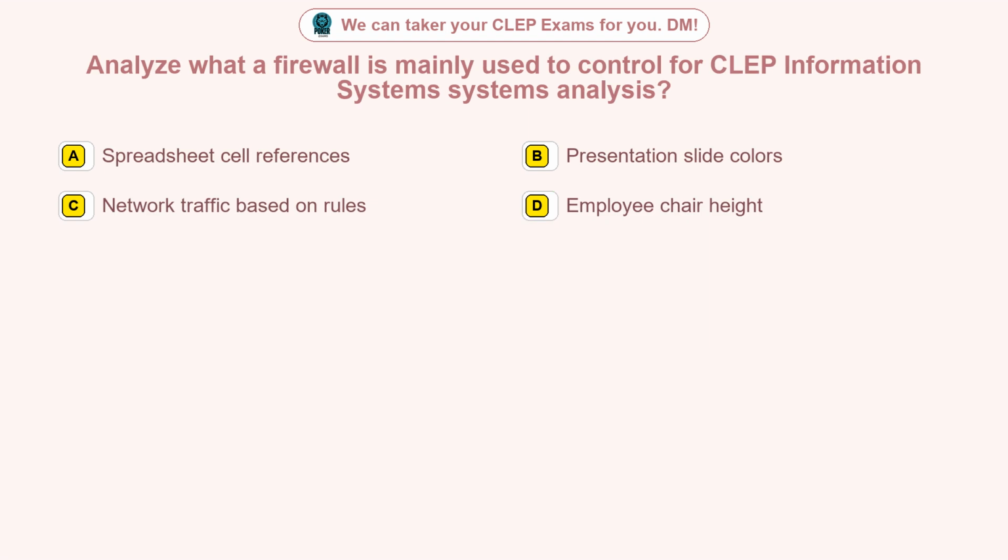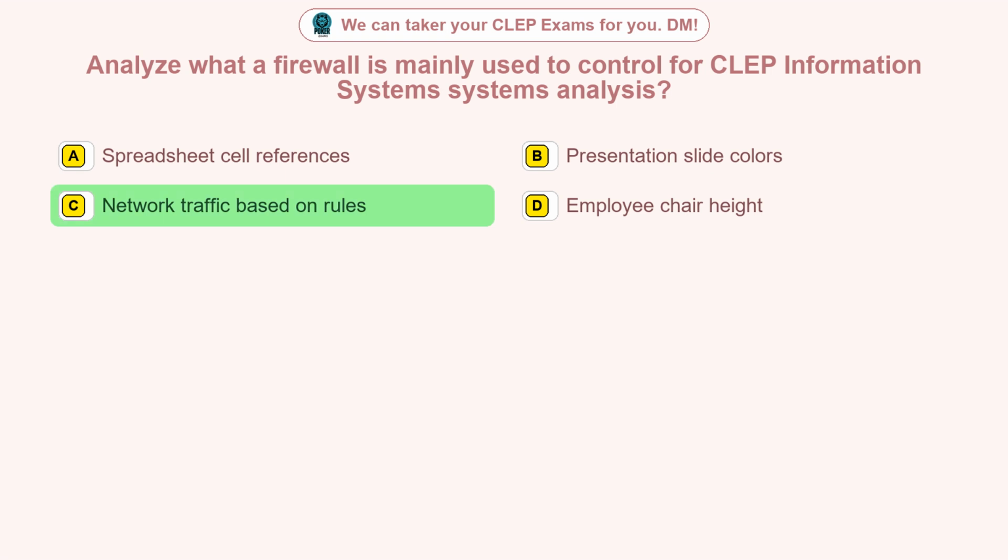Question 48. Analyze what a firewall is mainly used to control for CLEP Information Systems analysis. Option A. Spreadsheet cell references. Option B. Presentation slide colors. Option C. Network traffic based on rules. Option D. Employee chair height.